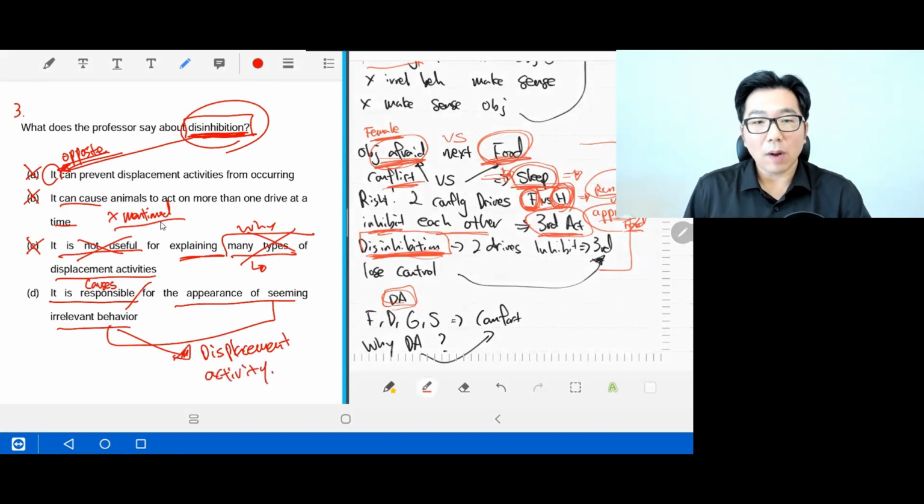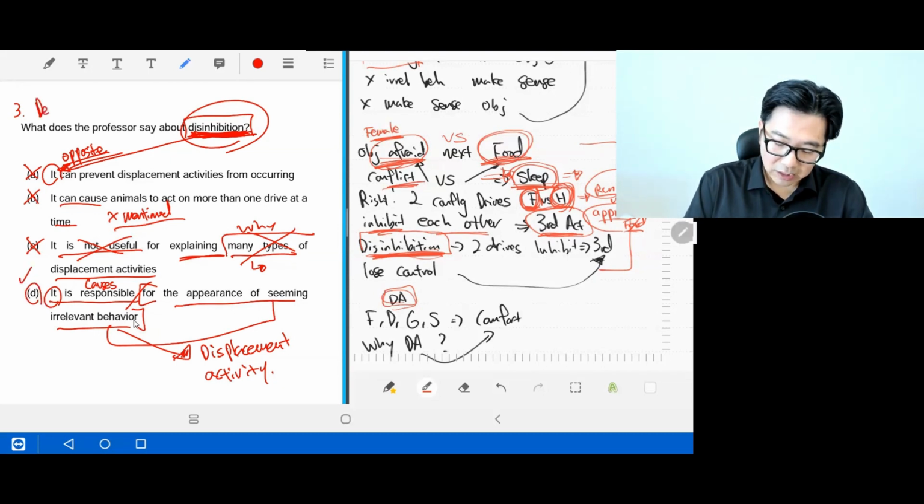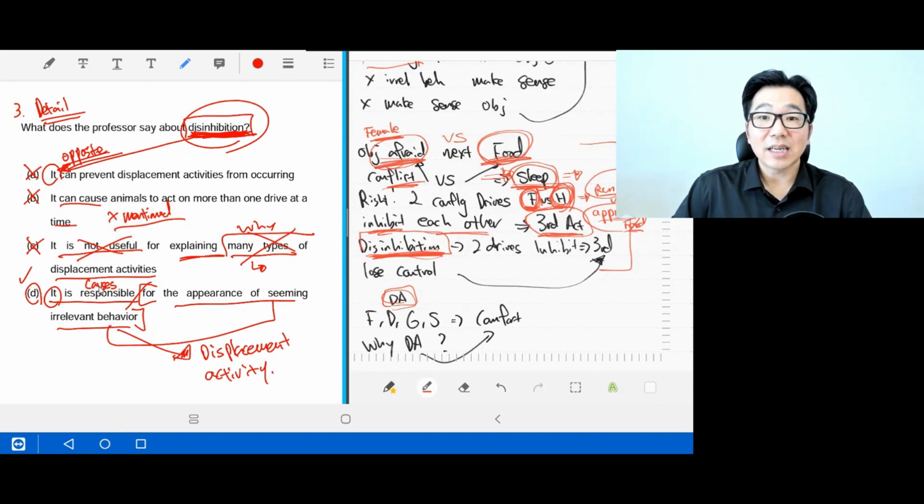Okay, so D is saying this inhibition is responsible. So this inhibition causes displacement activity to happen. So it's the opposite of A. Okay, so D is a perfect answer. Okay, so question 3 is a detailed question. The answer is D. Next question, please.